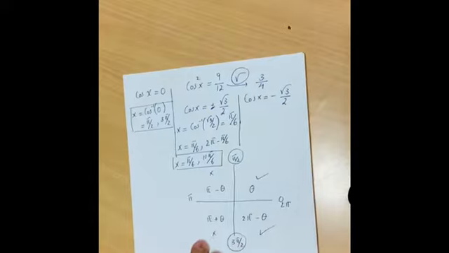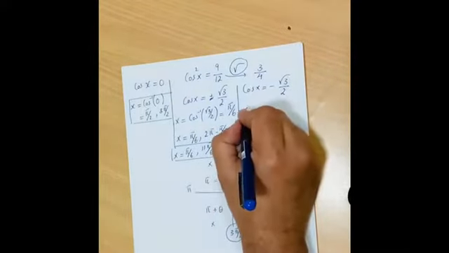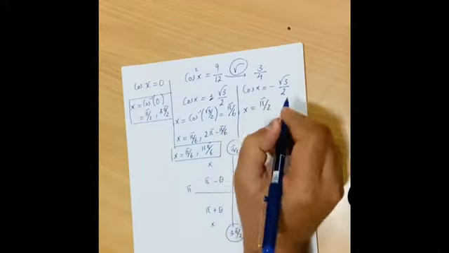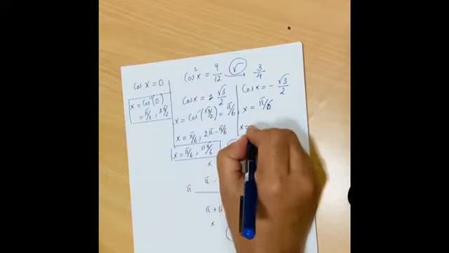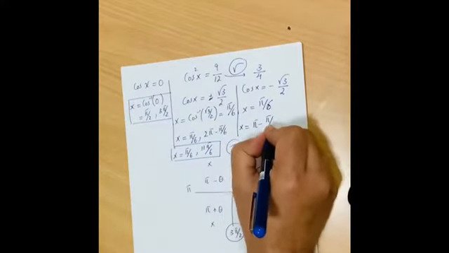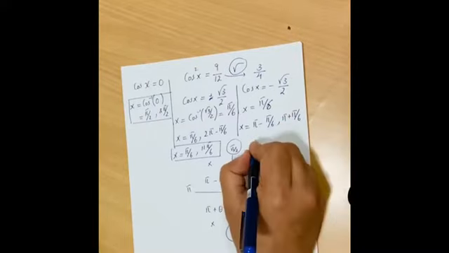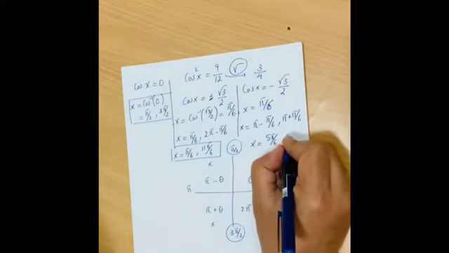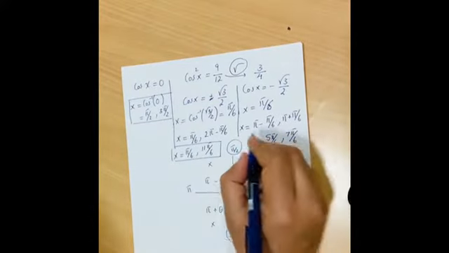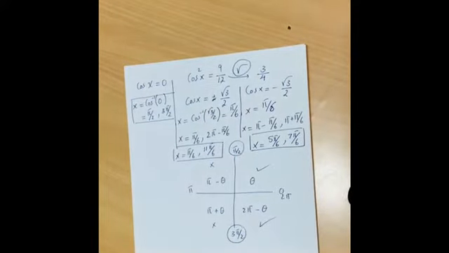Here, cosine is negative in the second and third quadrants, so the reference angle is still pi over 6. So we're going to use pi minus pi over 6 and pi plus pi over 6. So the angles are 5 pi over 6 and 7 pi over 6. So we got 6 angles that will give that equation gradient equal to 0.